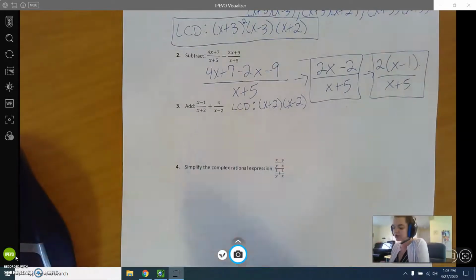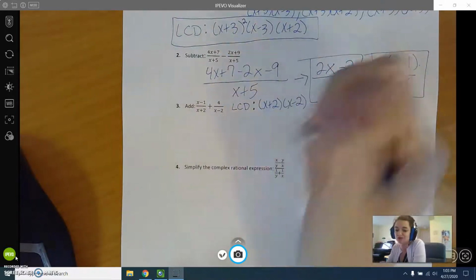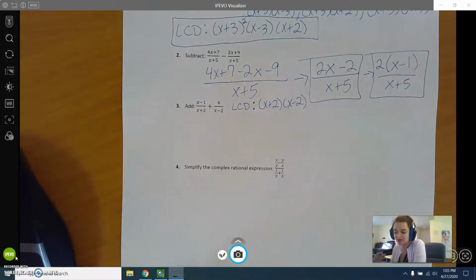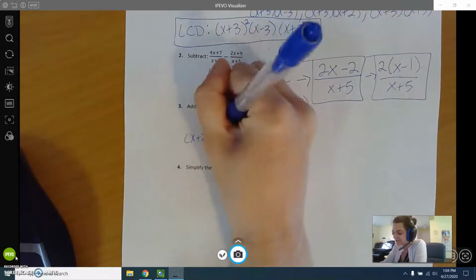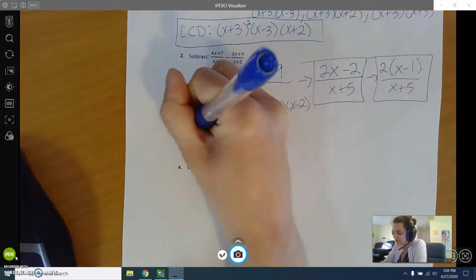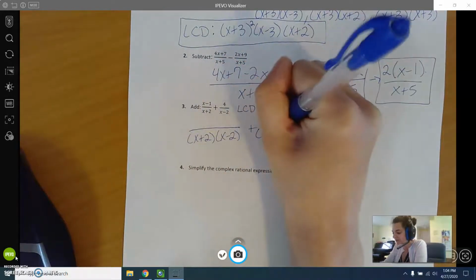Then, what you're doing is you're making equivalent rational expressions. You want it to have this denominator. And how you do that is by multiplying it in. You multiply by the same thing over the same thing. You're technically multiplying by 1, in case you're wondering like the math behind that. But I want my denominator to be x plus 2, x minus 2 for both of these.